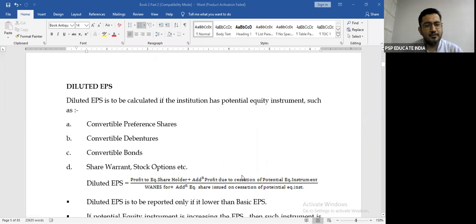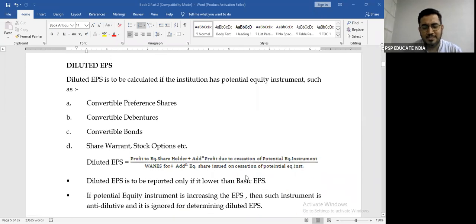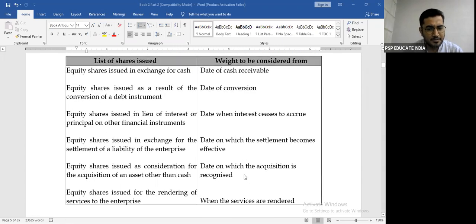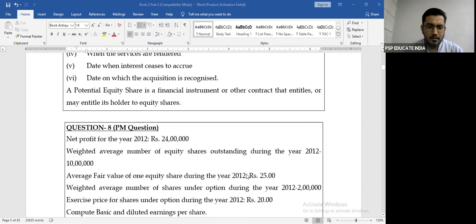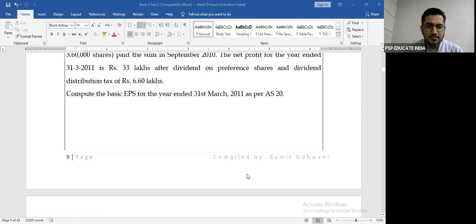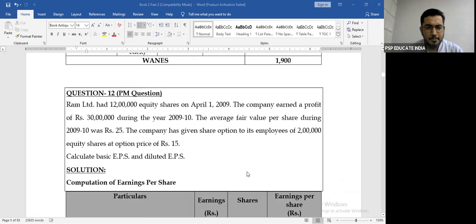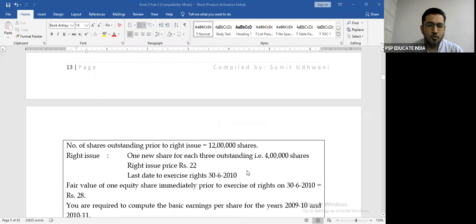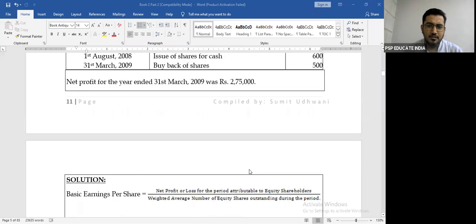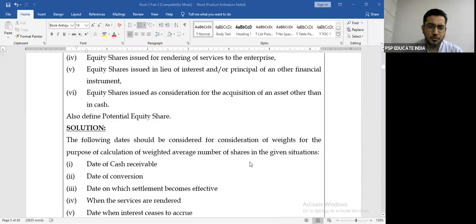After that, we did diluted EPS. You must have something known as a potential equity instrument. Your formula will be profit to equity shareholders plus additional profit due to cessation of potential equity instrument. You will divide this by WANES plus additional number of equity shares on cessation of potential equity instrument. After that, we understood when to adjust the WANES according to the situation given in the question.